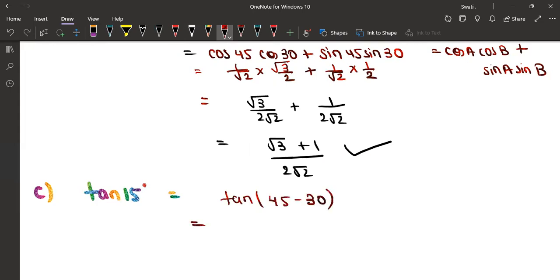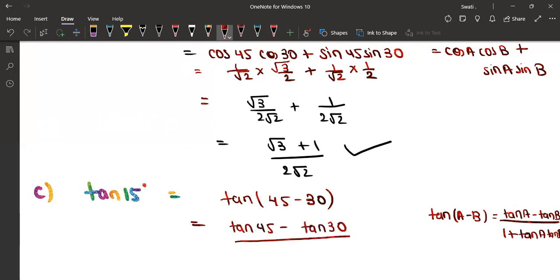And now we have to use the formula of tan A minus B. Now, what is the formula of tan A minus B? The formula of tan A minus B is tan A minus tan B upon 1 plus tan A tan B. Right? So tan A into tan B. So using this formula, it will become tan A, that is tan 45, minus tan B, that is tan 30, upon 1 plus tan A, that is tan 45, into tan B, that is just tan 30. Right? If there is no sign between tan 45 and tan 30, it is a multiplication sign.